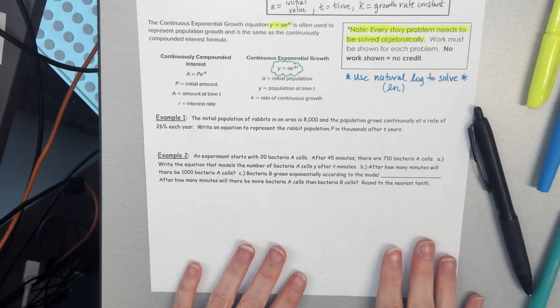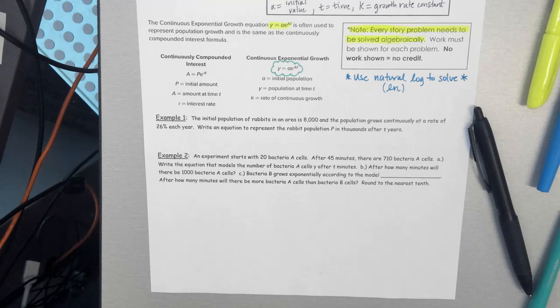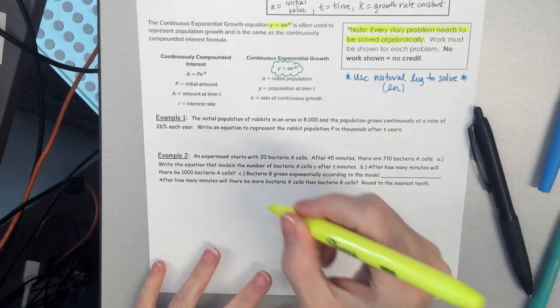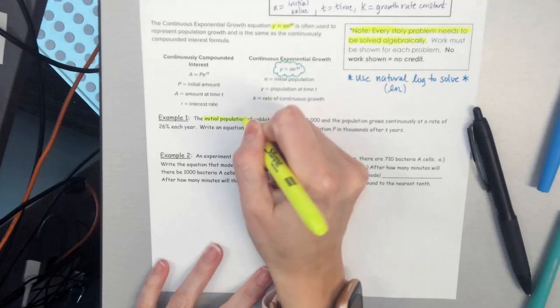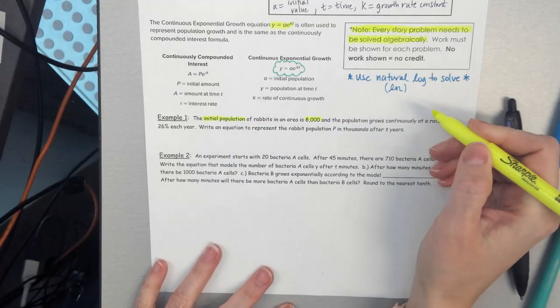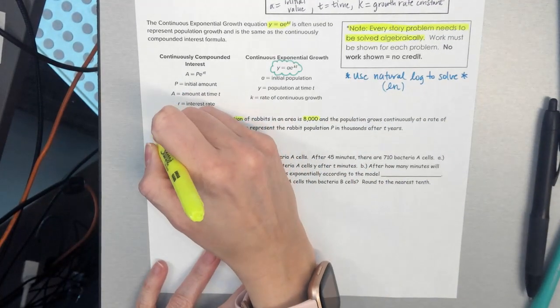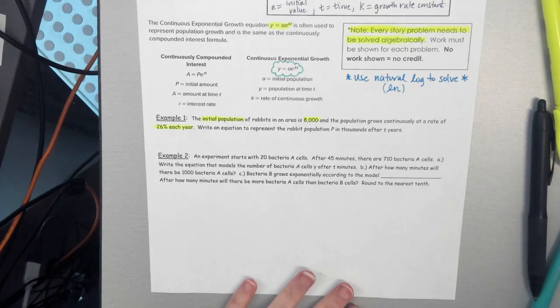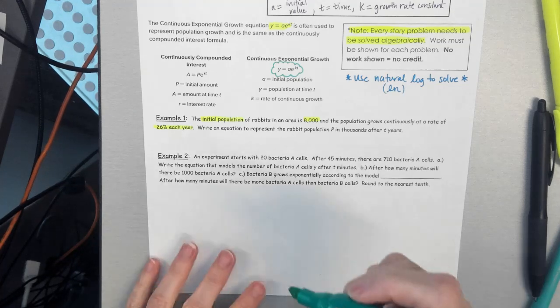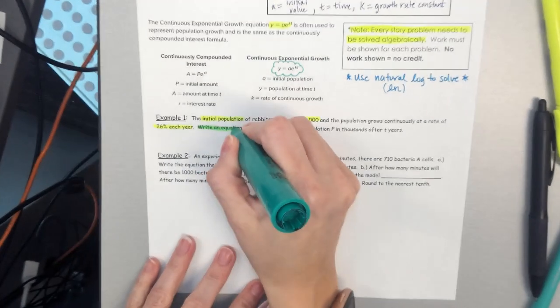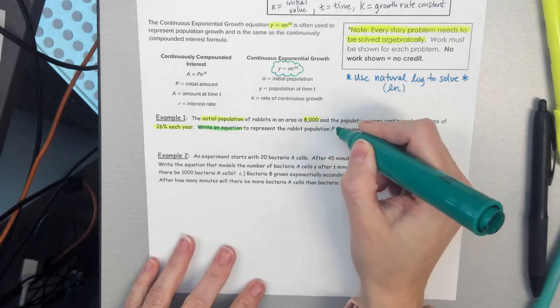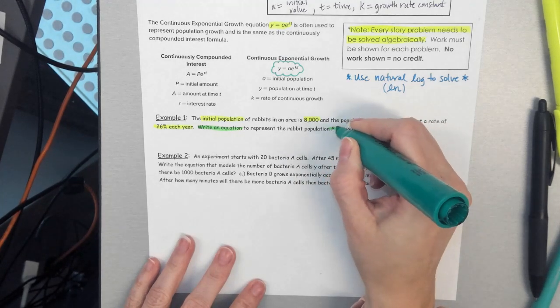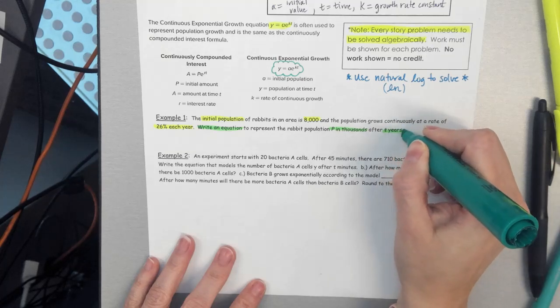Okay, so example 1 says the initial population of rabbits in an area is 8,000, and the population grows continuously at a rate of 26% per year. Okay, so the initial population is 8,000. It grows continuously at a rate of 26% each year. What we have to do is write an equation to represent the rabbit population, okay, which they're calling P, and it's measured in thousands after t years.